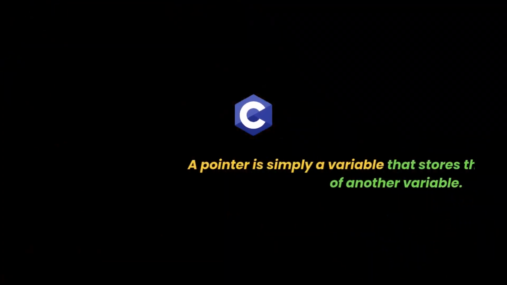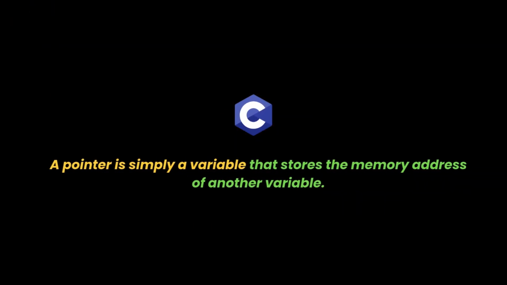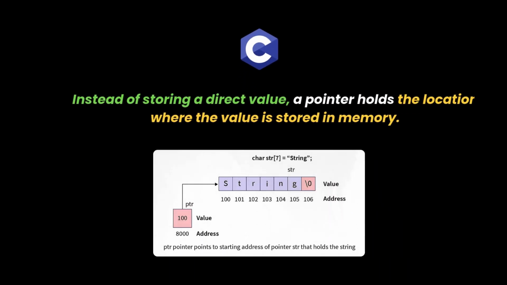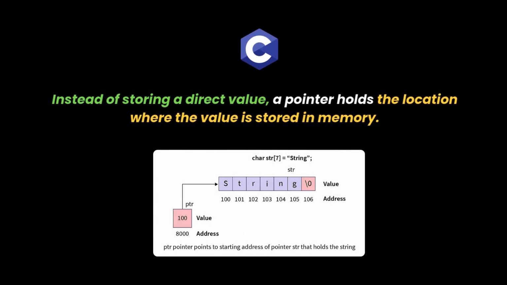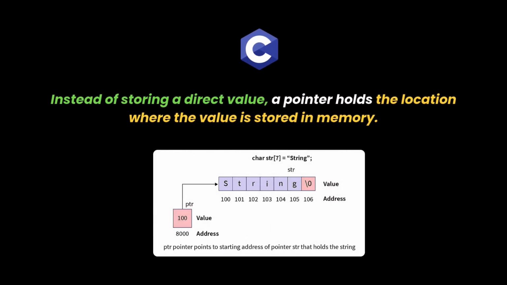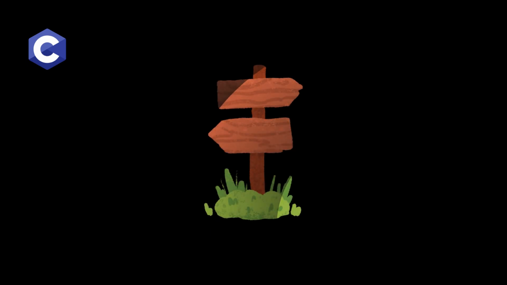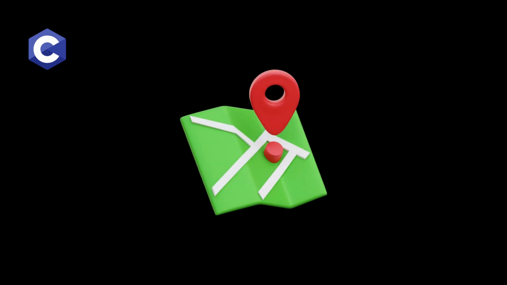A pointer is simply a variable that stores the memory address of another variable. Instead of storing a direct value, a pointer holds the location where the value is stored in memory. Think of it like this. If a variable is a house, then a pointer is the address of that house. Instead of giving directions based on landmarks, you give the exact address where the house is located.